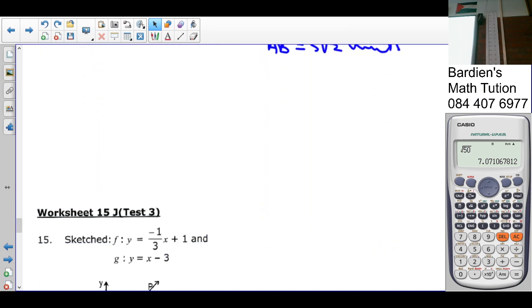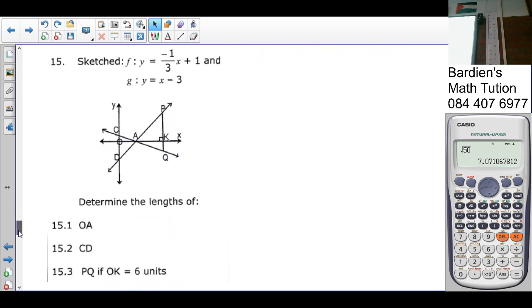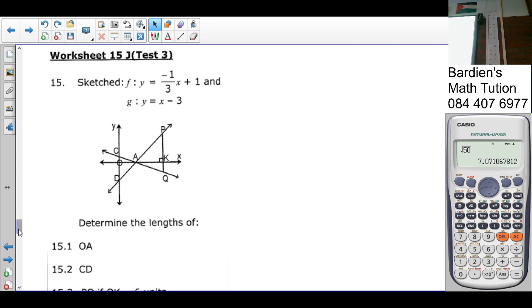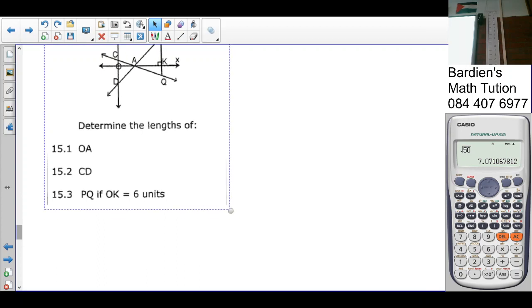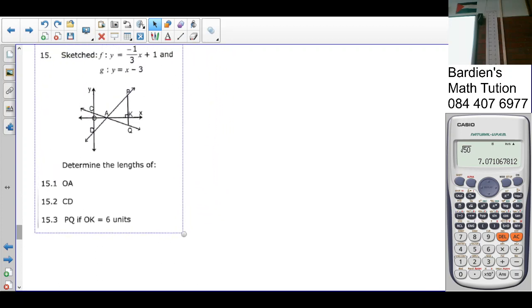The last question, for number 15J, test 3. This was also a nice question.